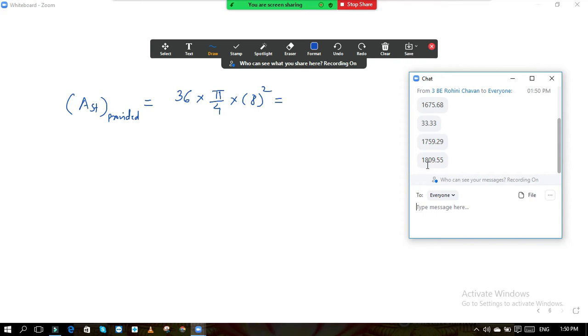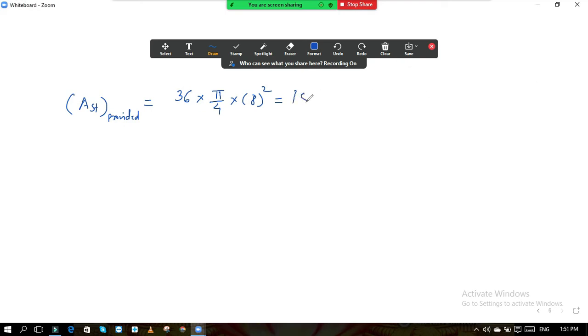What is the answer? 1809.55. Is it the right answer? Okay. 1809.55. This is the area which we have provided. So our provided area is much higher than the required area.